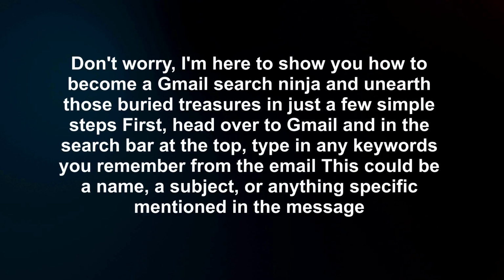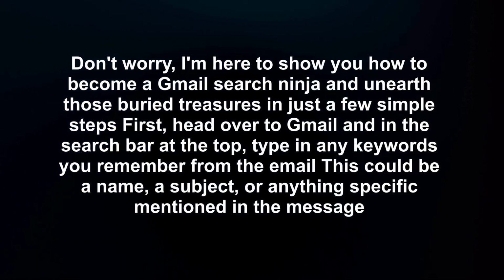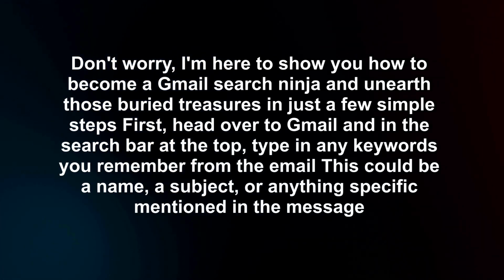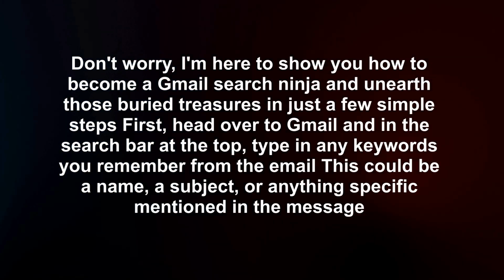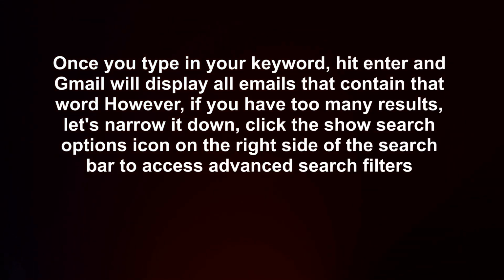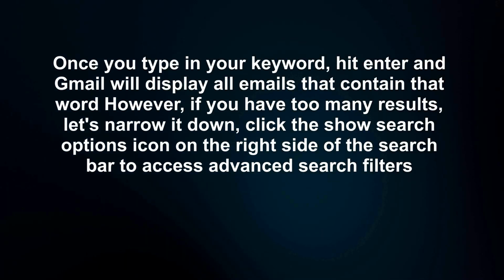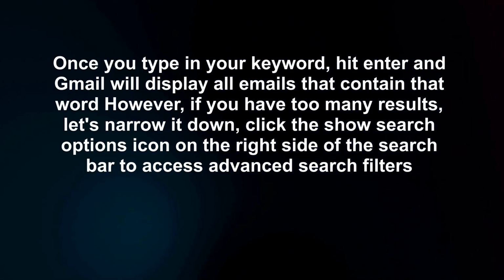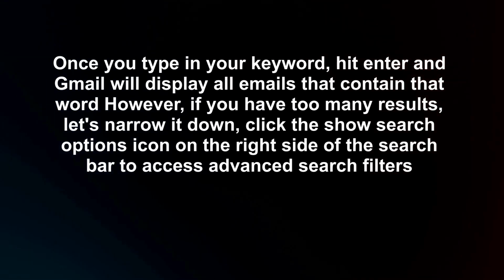First, head over to Gmail and in the search bar at the top, type in any keywords you remember from the email. This could be a name, a subject, or anything specific mentioned in the message. Once you type in your keyword, hit enter and Gmail will display all emails that contain that word. However, if you have too many results, let's narrow it down.